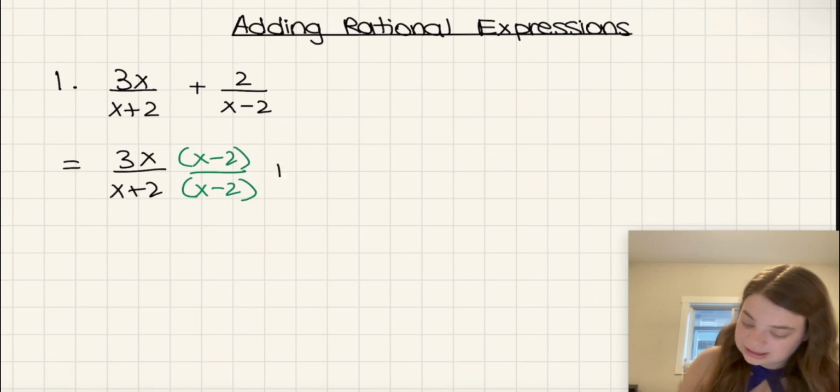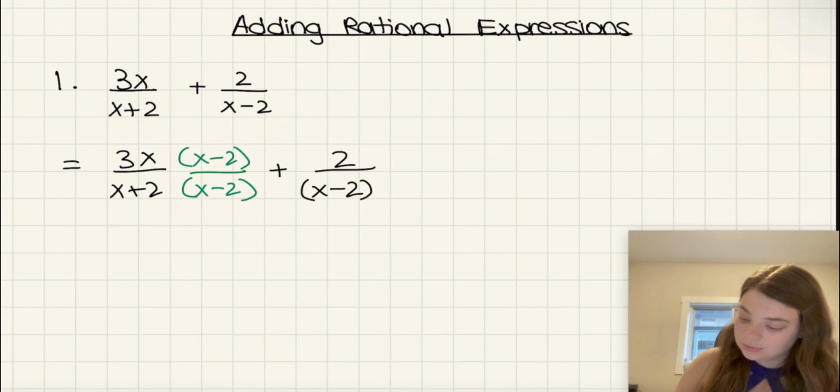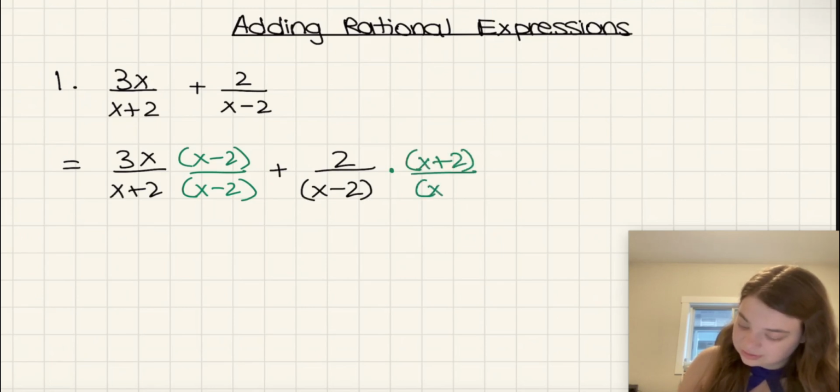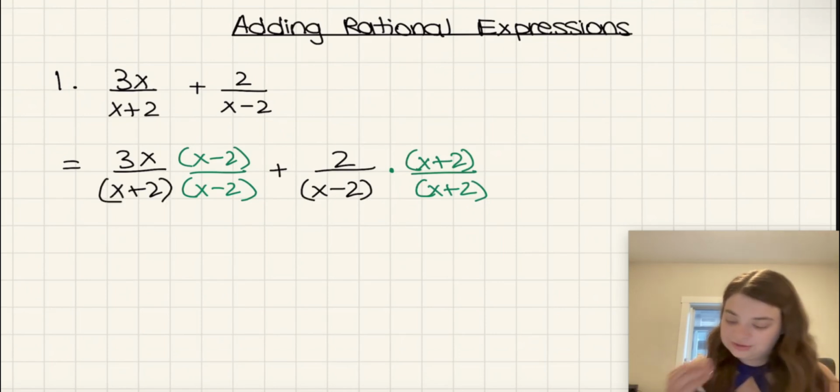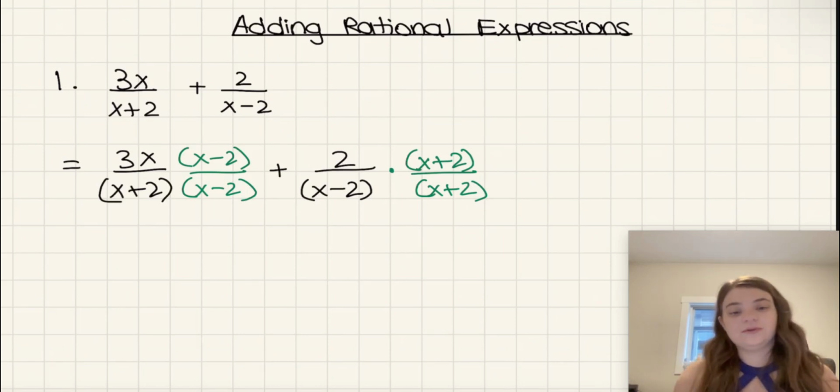And then for our second fraction, which is 2 over x minus 2, I'm going to multiply top and bottom by x plus 2. And the reason I'm doing that is because I want both denominators to be the same. If we only multiplied the denominator in the first one by x minus 2 and the denominator in the second fraction by x plus 2, both denominators would then just be x plus 2 times x minus 2. And that's what we want.